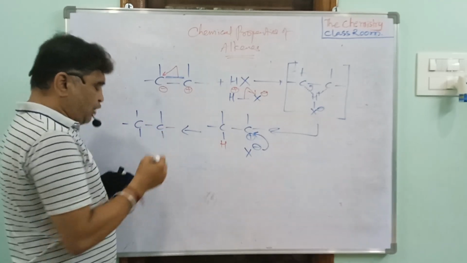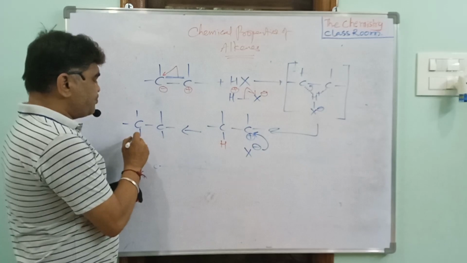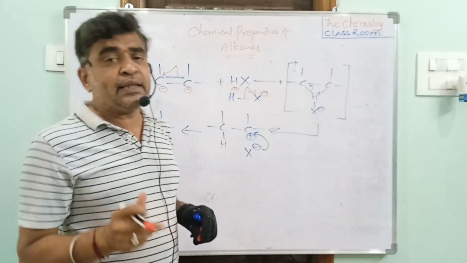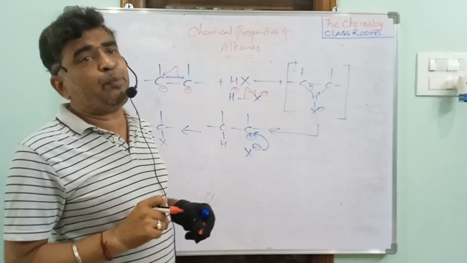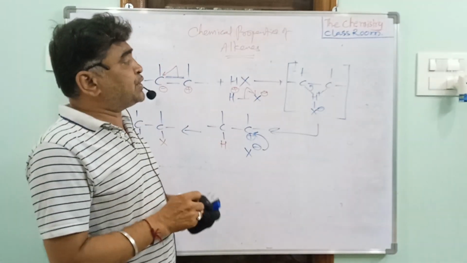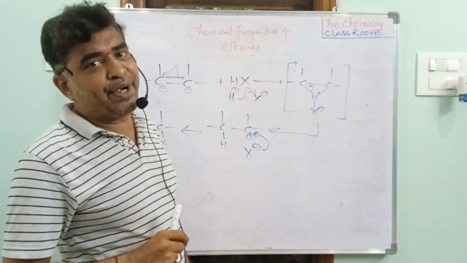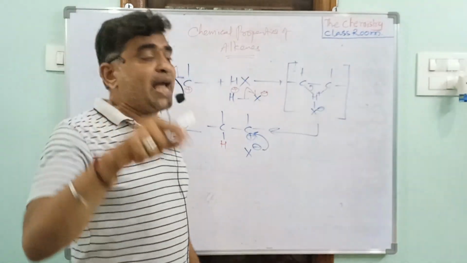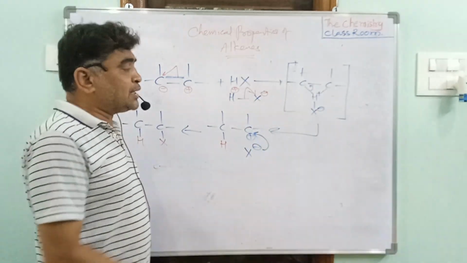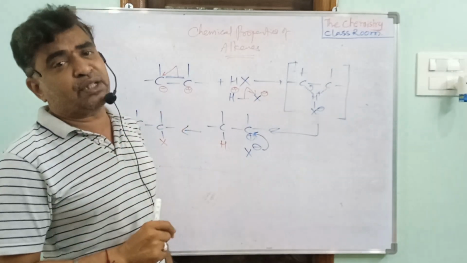So here you are forming two bonds. One hydrogen is added to one carbon and the halogen is added to the other carbon. Overall, HX is added to the compound. So that reaction is called an addition reaction. In that addition reaction, very firstly, the H plus ion is added. That means the electrophile is added, followed by the nucleophile. So that's why the reaction is called electrophilic addition reaction.